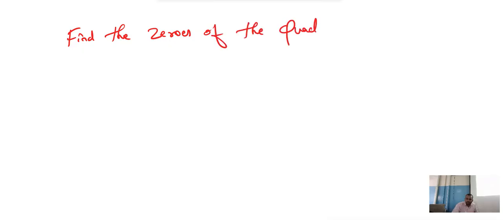Make a note first. Find the zeros of the quadratic polynomial x square plus 7x plus 10 and verify the relationship between the zeros and the coefficients.